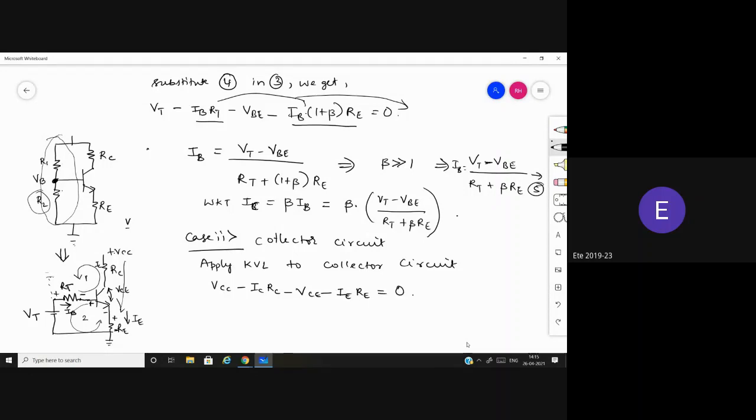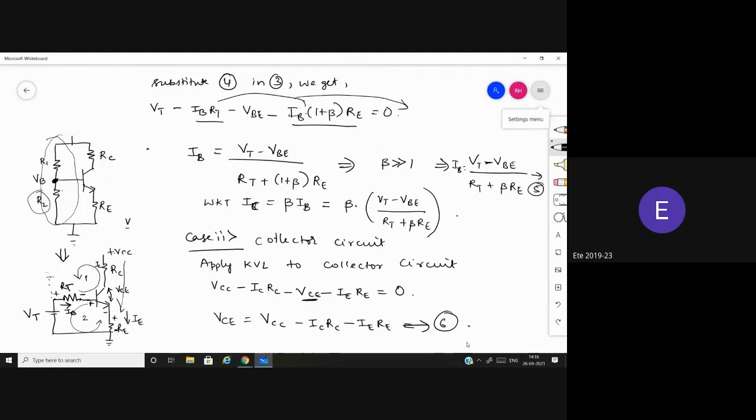Now we want the equation for VCE. So VCE is equal to VCC minus ICRC minus IERE, this implies equation number 6. Okay, so this is about the accurate analysis. If they are asking you accurate analysis, you need to consider this one, and this is how we do accurate analysis and find out the different values.